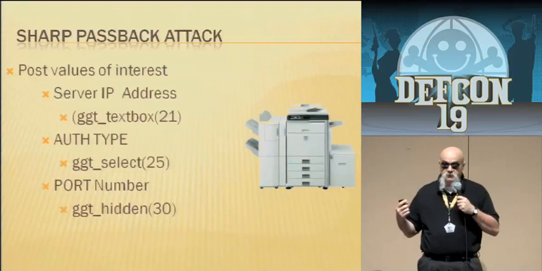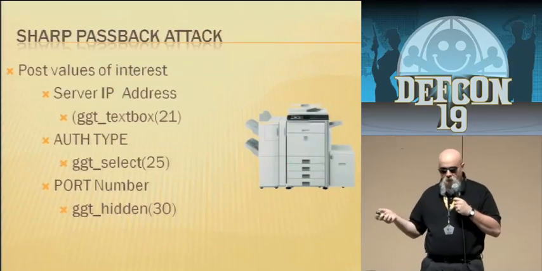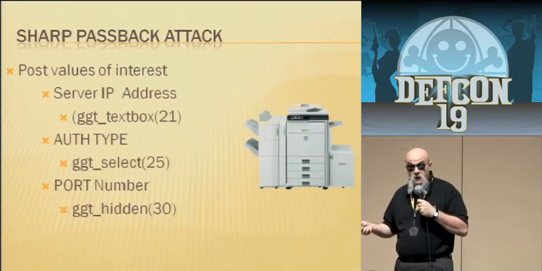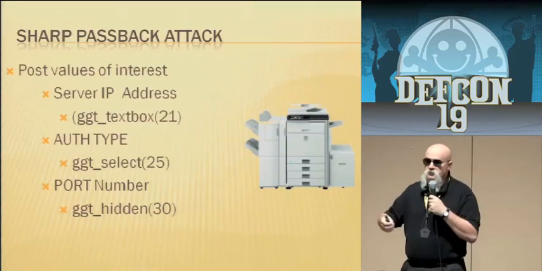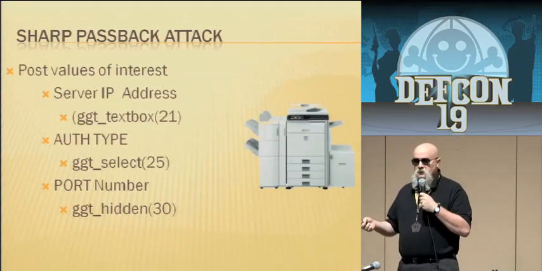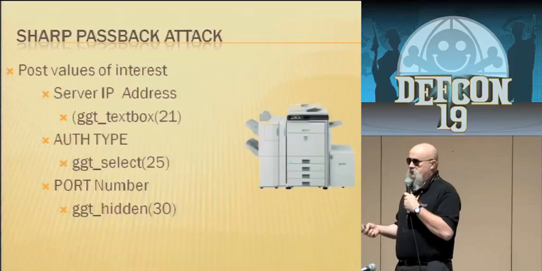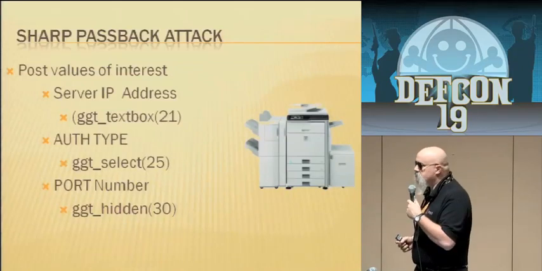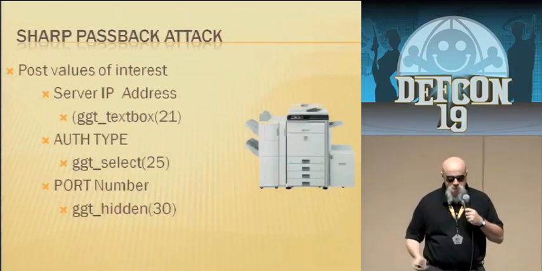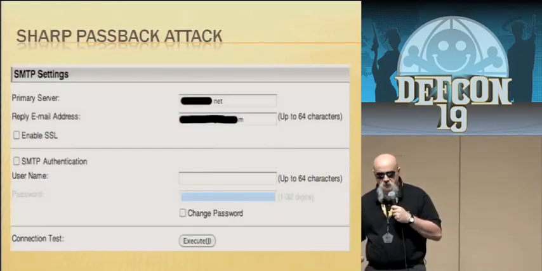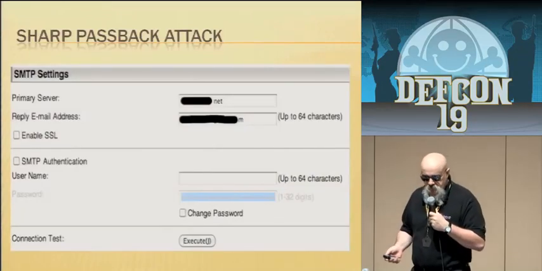These are the 3 fields on the Sharp printer that we want to alter: the server IP address and the auth type. Because remember, it may be configured to do NTLM or Kerberos, but during the test function, you can say, let's just do it in plain text. That way you capture it back. And here is the screen for the Sharp for the SMTP settings also.